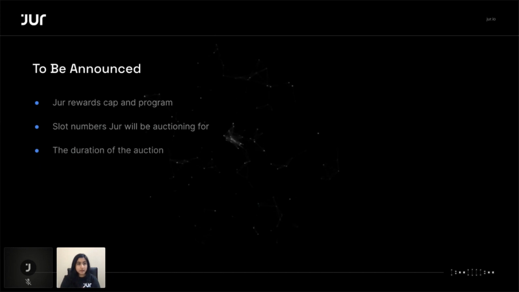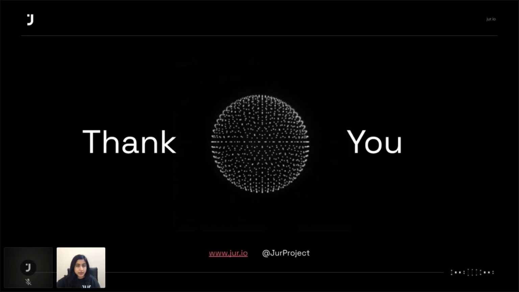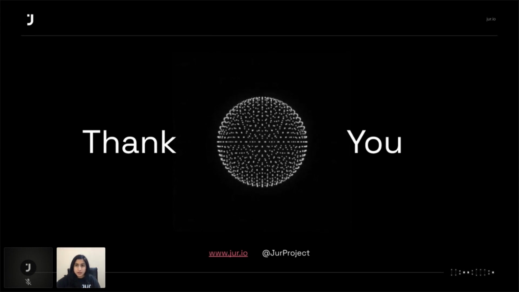And there will be more stuff that we will announce. Today's event was purely educational, but stay updated for more information on Joule rewards cap and the overall program, what slot numbers Joule will be auctioning for, and what will be the duration of the auction overall. If you have any questions, please feel free to ask them.